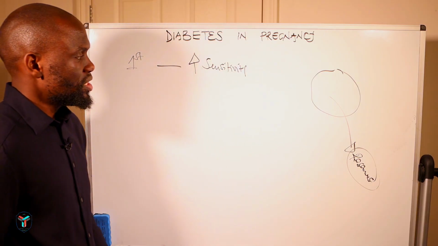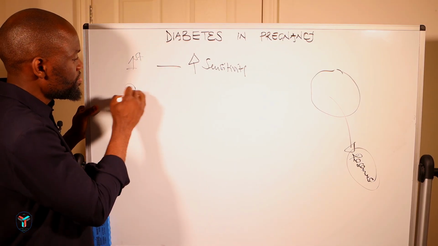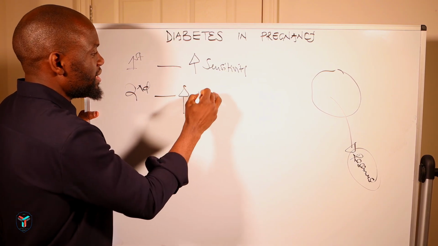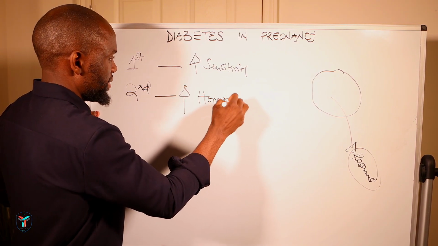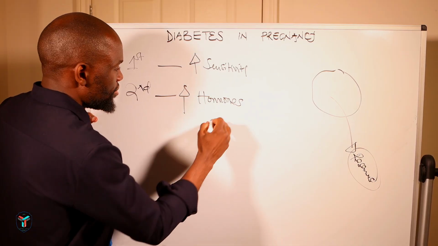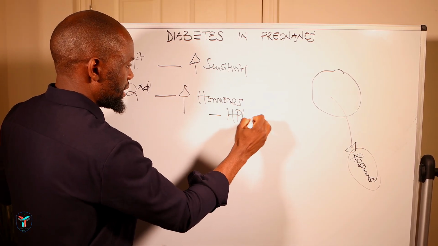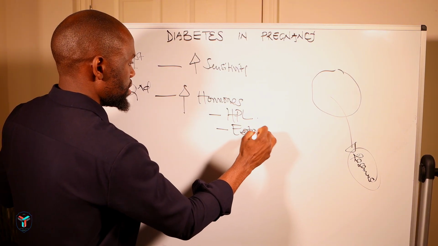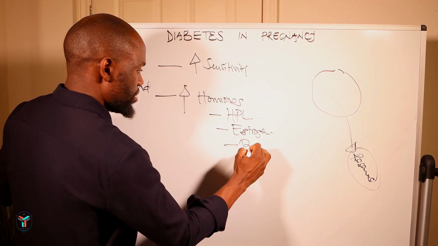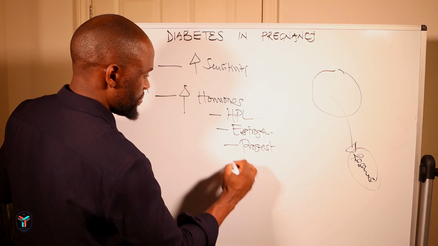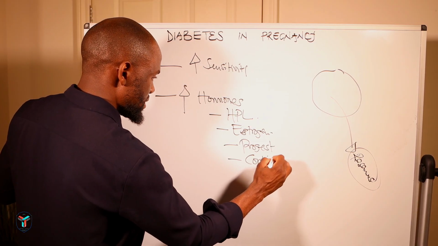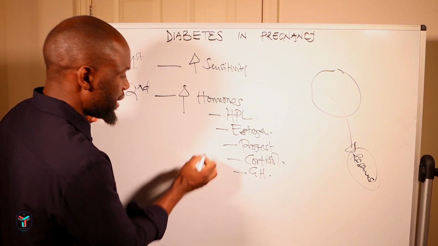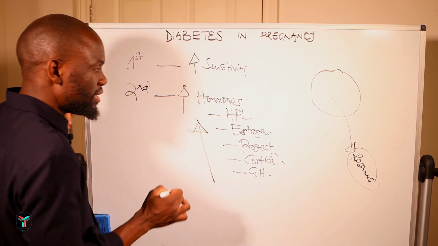After getting the glucose into reserves, you notice that as you move towards the second trimester, there is going to be an increase in the level of hormones. You have human placental lactogen here. You're going to obviously have estrogen also coming into play. You're going to have hormones such as progesterone, cortisol, and growth hormone coming into play. So these hormones are going to be in high amounts.